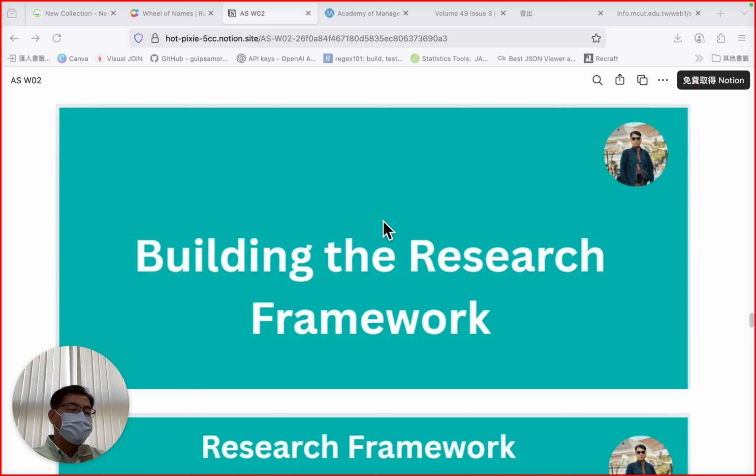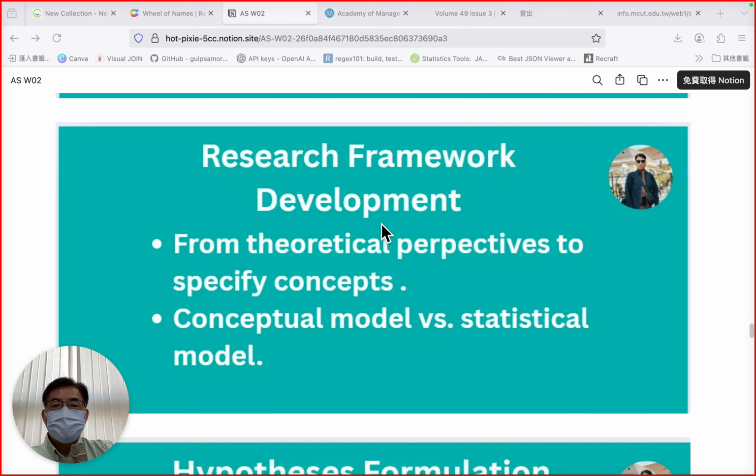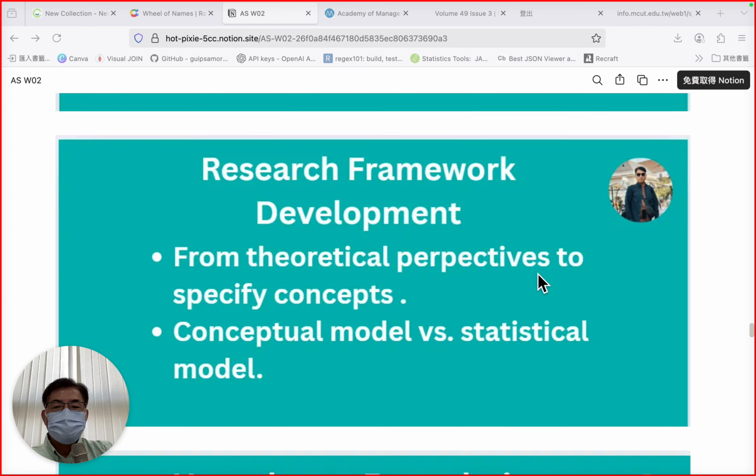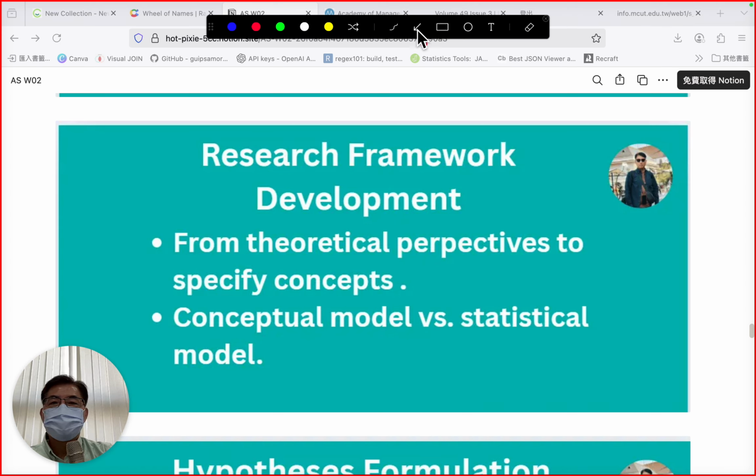So sometimes I encourage you to try to find an article that contains the research framework. I'm not sure you have selected 4 articles. Is there any research framework in your article? I'm not sure, so you can take a look. So, research framework development. The starting point is from theoretical perspective.